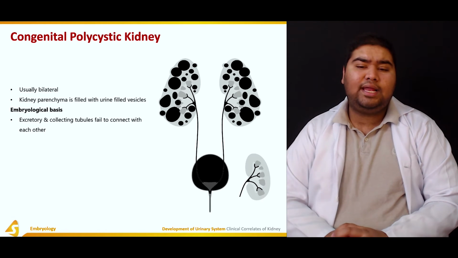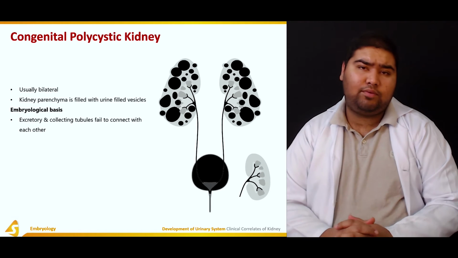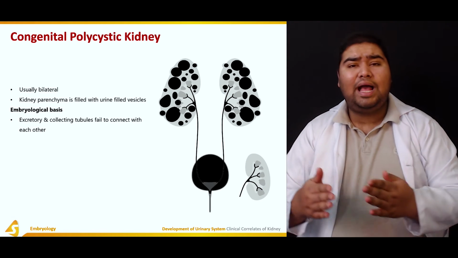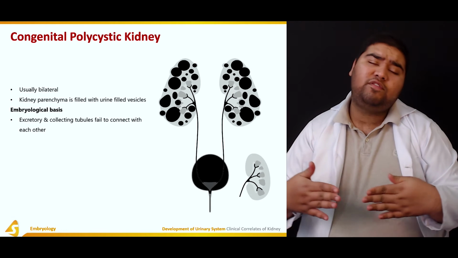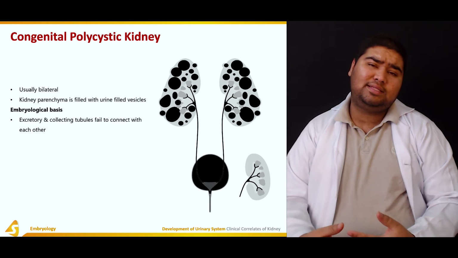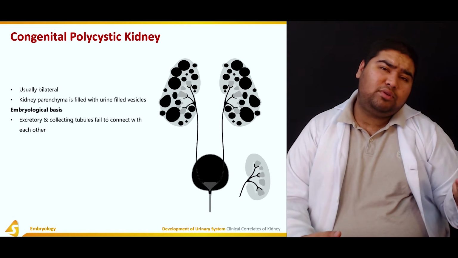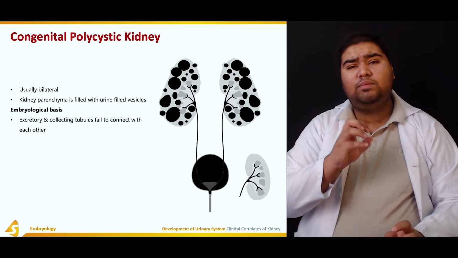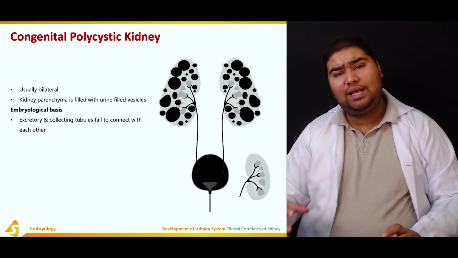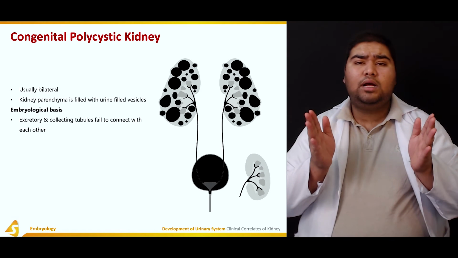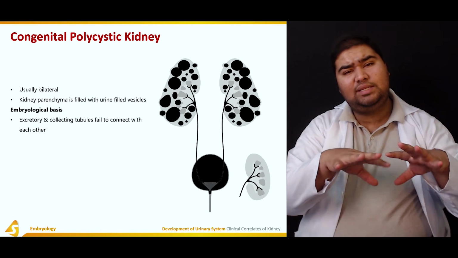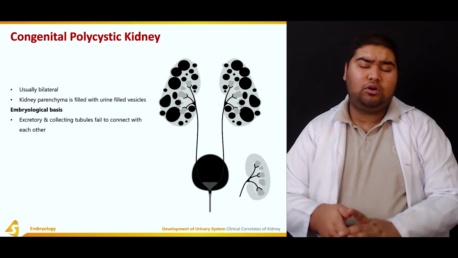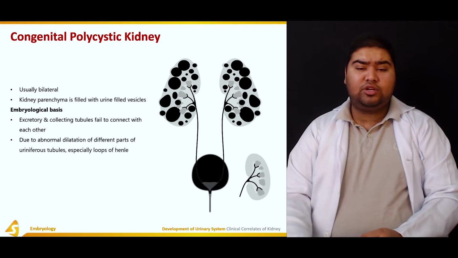So the embryological basis, there are actually two theories. The excretory and the collecting systems fail to connect with each other. That makes sense actually, that the excretory system and the collecting system do not form a connection with each other. As a result, the excretory system is carrying out its function in forming the urine. However, since there is no connection between the excretory system and the collecting system, this urine that has been formed stays in the vesicles within the kidneys, as a result of which the vesicles continue to form and are not being drained.